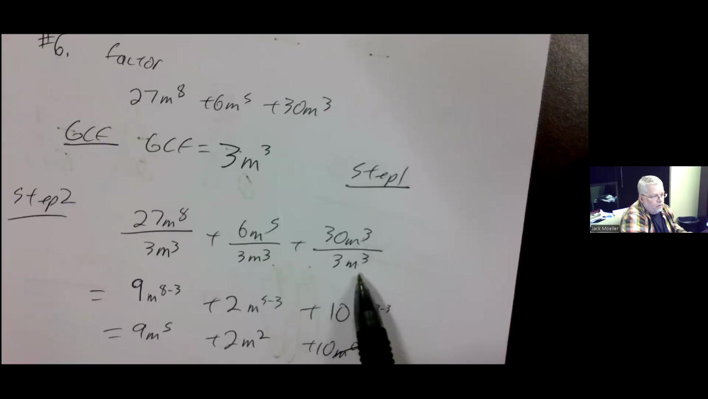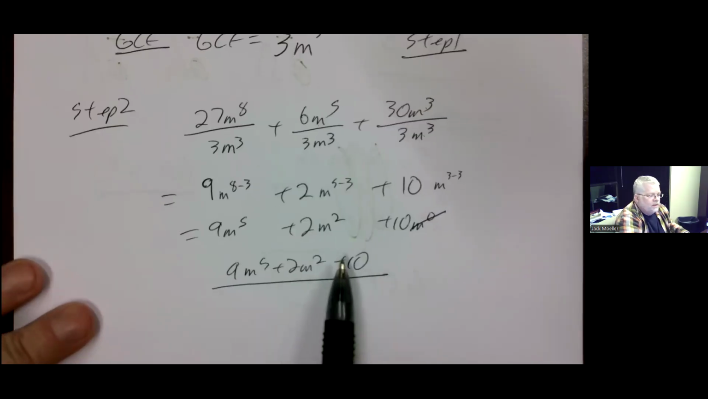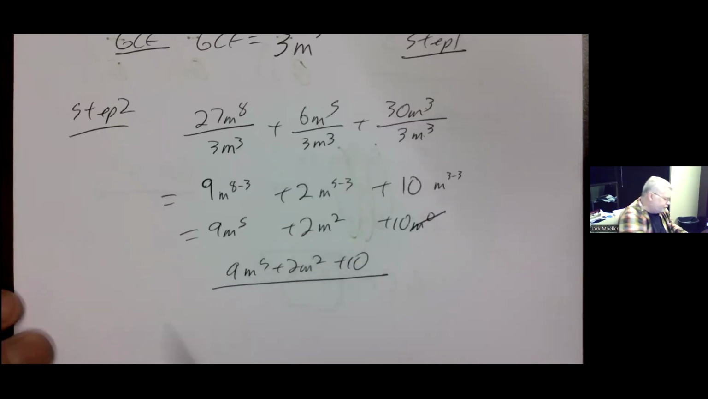Or another way that you can think about it, what is m cubed divided by m cubed? That's 1, just like 6 divided by 6 is 1, or x divided by x is 1. Okay, so this is the leftovers of the quotient.